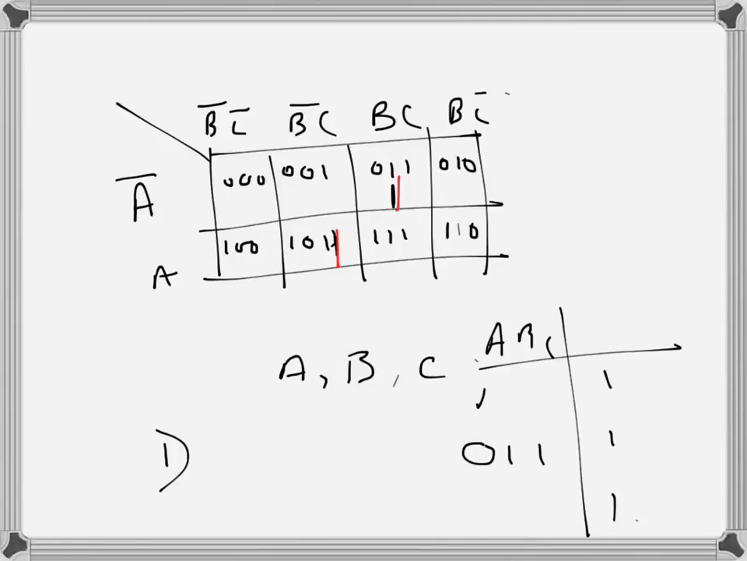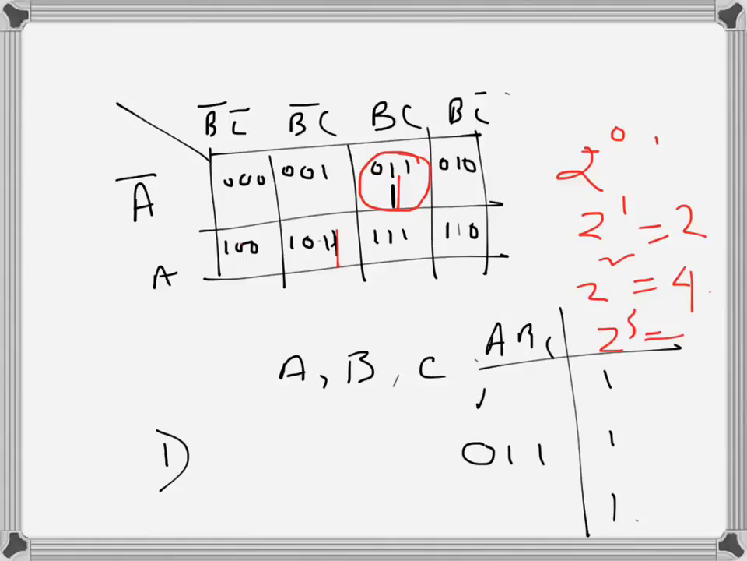But when we group the ones, the group size will be a power of 2. So it can be 2 to the power 0, that means it is grouped by itself, or 2 to the power 1, that means a group of 2, or 2 squared, that is a group of 4. And then there are at most 8 cells here in the 3-variable case. So 2 cubed, that's 8.